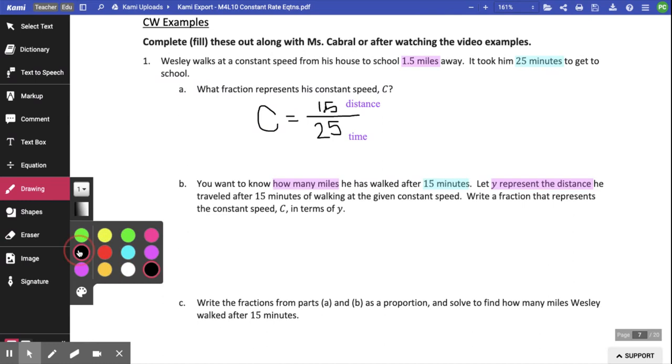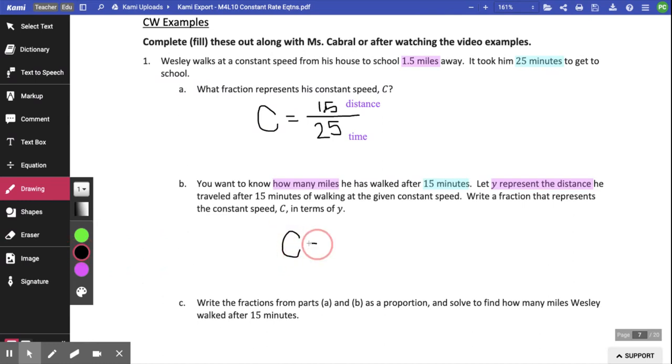So this is not tricky. They're actually just asking again, what's the fraction that represents his constant speed given this situation? The situation is he's walked for 15 minutes, but we don't know how many miles. So remember, constant rate is distance over time, or activity over the time. We know that he's been walking for 15 minutes.